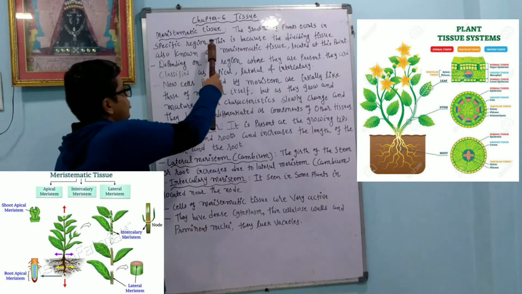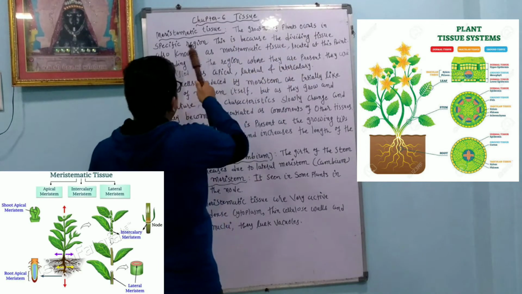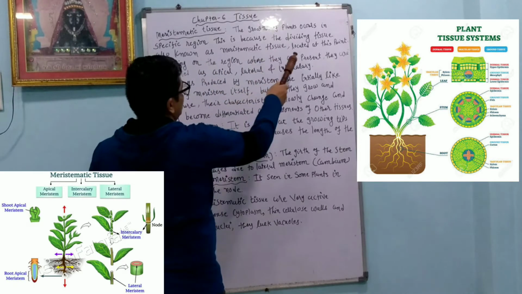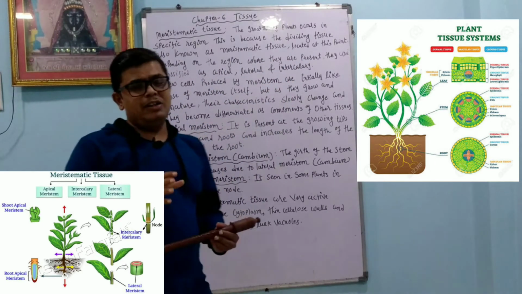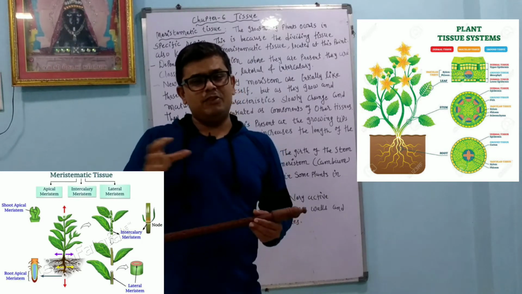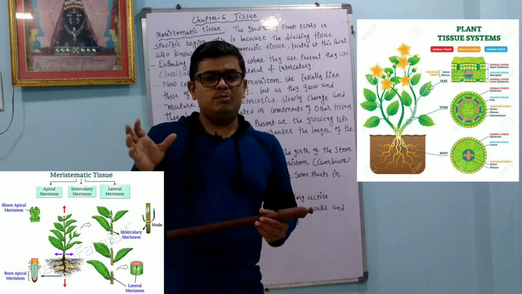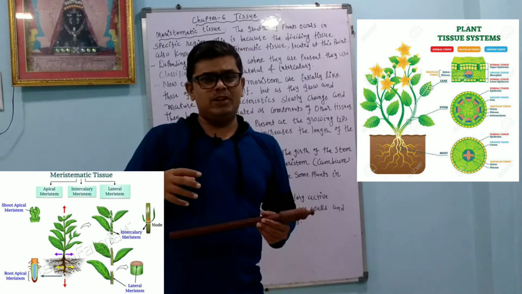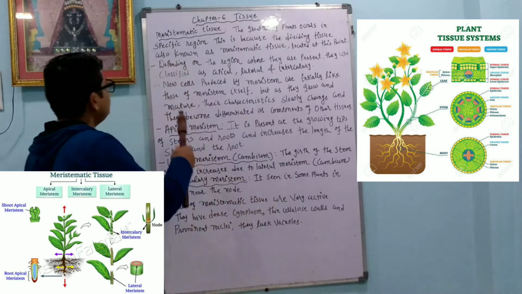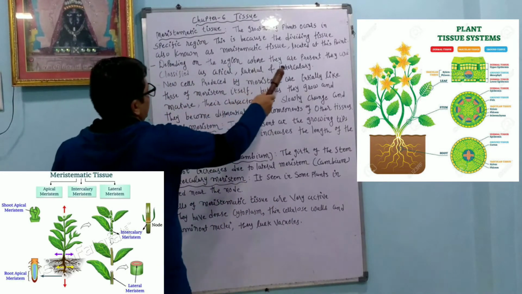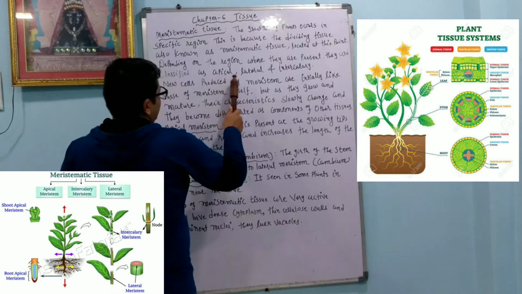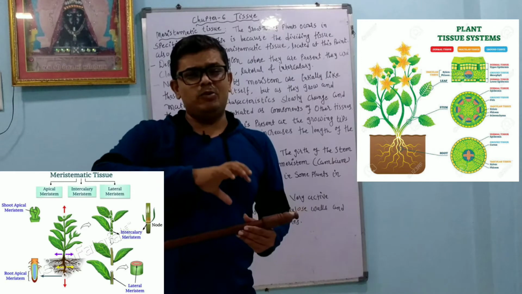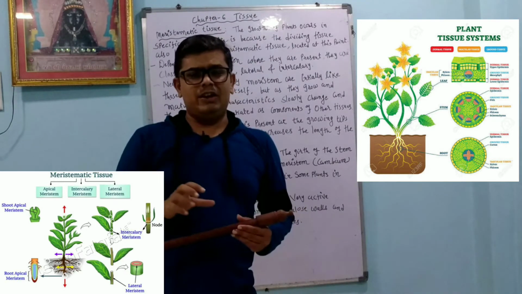First, meristematic tissue. The growth of the plant occurs in specific regions. This is because the dividing tissue, also known as the meristematic tissue, is located at this point. We know that a plant has different parts and each part has a different type of growth. That is because of meristematic tissue, and in meristematic tissue they have different types of cell division. Depending on the region where they are present, they are classified as apical, lateral and intercalary meristem. So according to position in the plant, they are divided into apical, lateral and intercalary meristem.